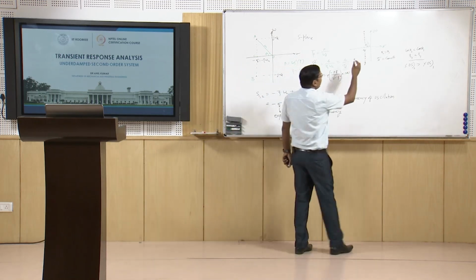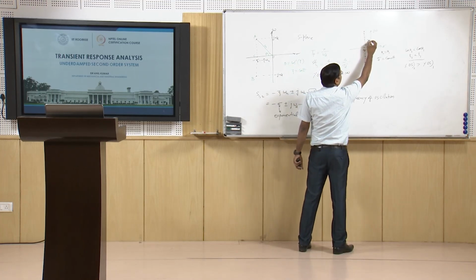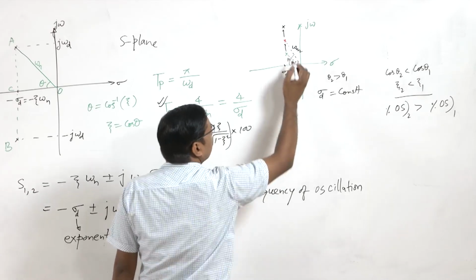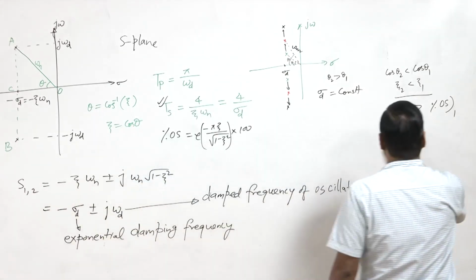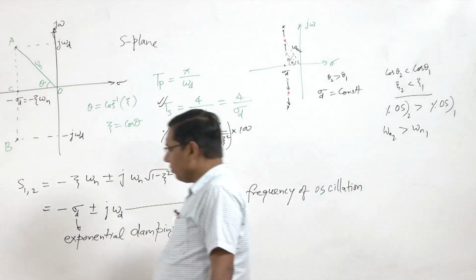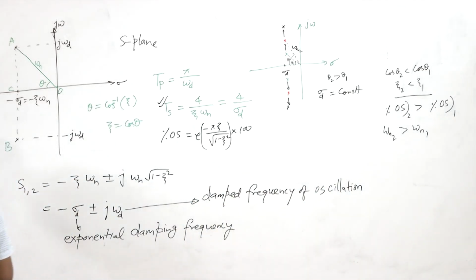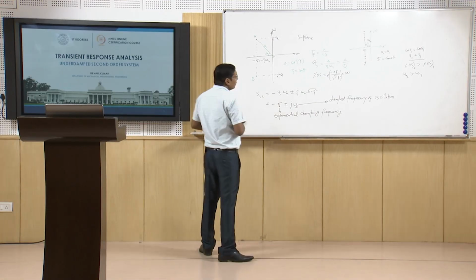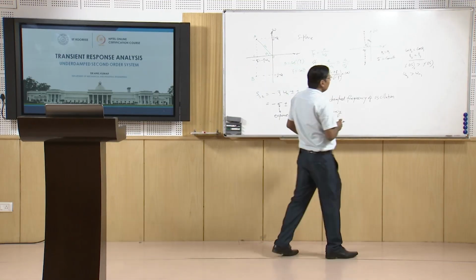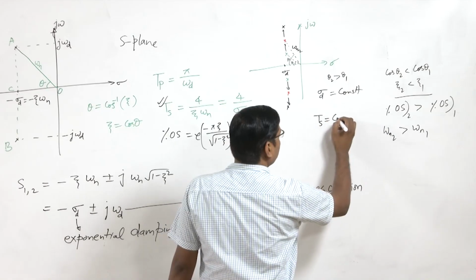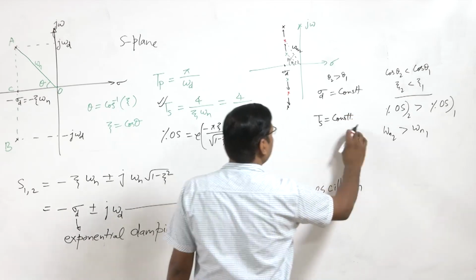And when we are moving from here to here, omega n is increasing. So omega n2 is greater than omega n1. So we have natural frequency that is increasing. So settling time is constant, Ts is the same.